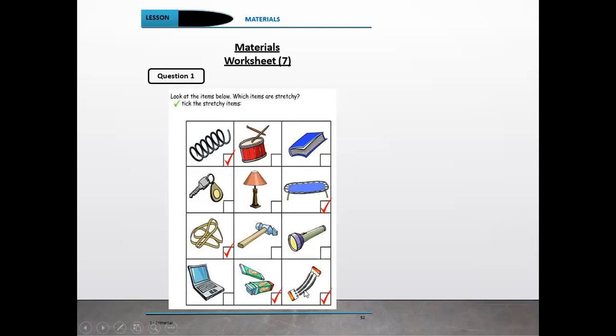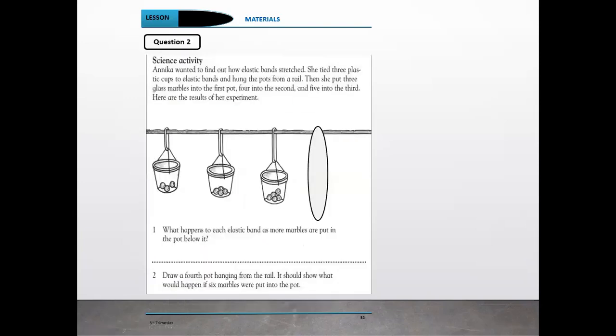Here is page 53, also in your resource pack. It says Anika wanted to find out how elastic bands stretched. She tied 3 plastic cups. Can you see the cups? She brought 3 plastic cups and she tied them to the elastic bands. And this is an elastic band, and those are the 3 cups. She put them on a stretching band or an elastic band.